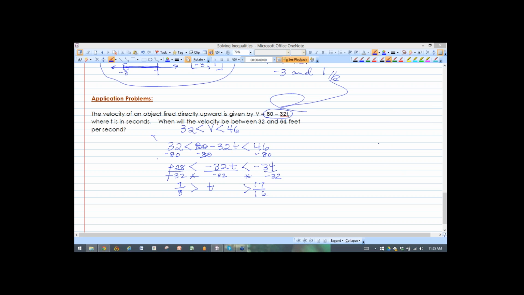All right, let me finish with this, though. This is when the time is after 7/8 of a second and 17/16, which is 1 1/16 of a second. Between these amounts of time is when our velocity is between 32 and 64 feet per second. Okay? All righty. So let me move on from this, though.